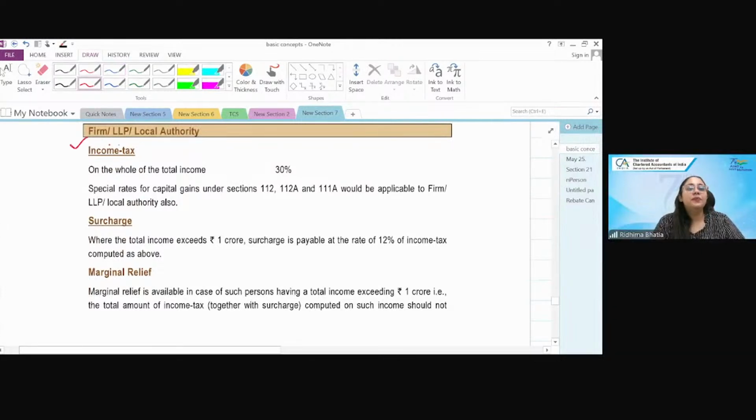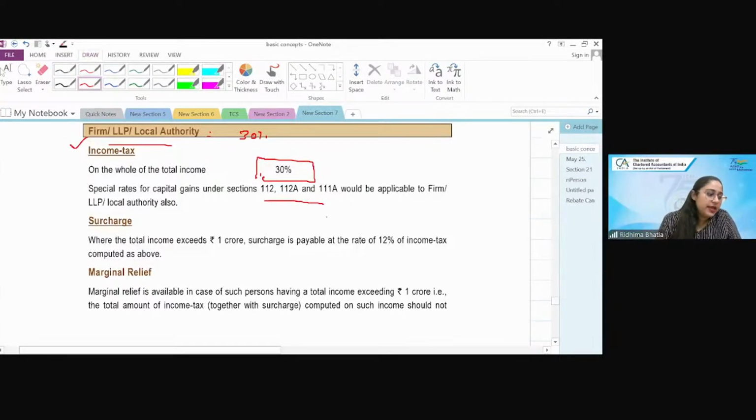Now to the firms, LLP, local authority, तीनों दोनों पे 30%. There is a flat rate which you can see on the screen on the entire income except the special rate income. Special rate income पे same concept goes to what goes to the individual, HUF, AOP, BOI, SSE. Since you have learned and practiced the slab rates, these are a cakewalk for you.